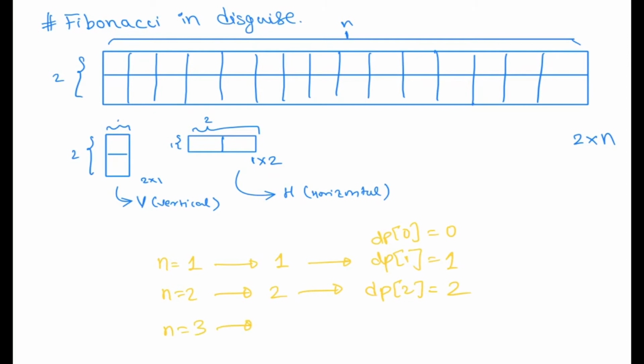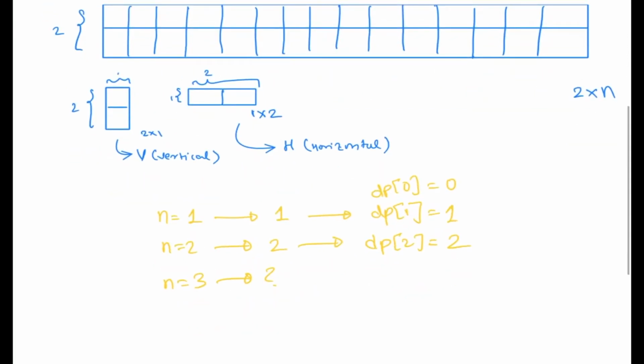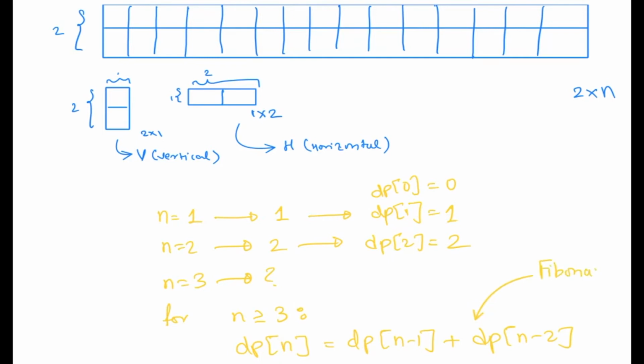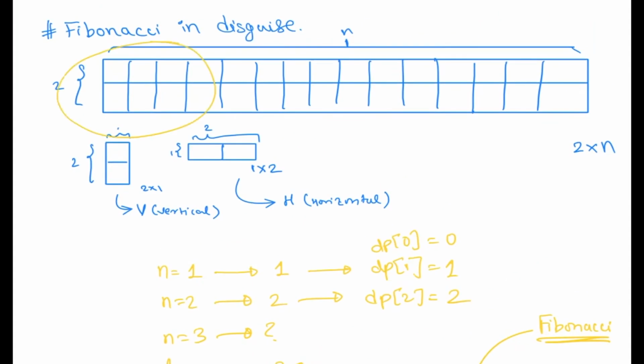So when n is equal to 3, we don't know what our answer will be. But now for n greater than or equal to 3, dpn is equal to dpn minus 1 plus dpn minus 2. Yes, I am writing the formula for the Fibonacci series, and this must not be something that you naturally understand. Why for n equal to 3 we got this, but in a moment we'll look at how this formula works and how we came up with it.